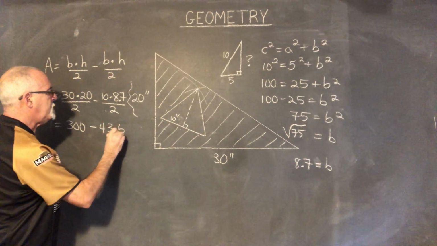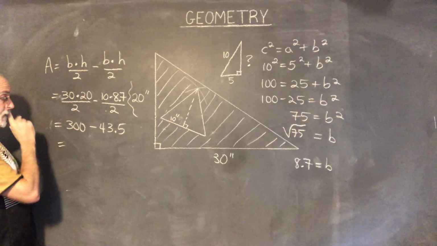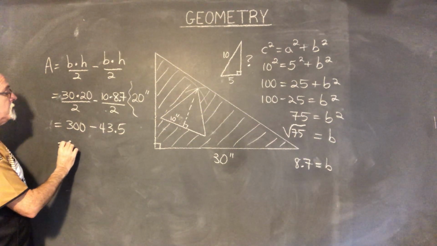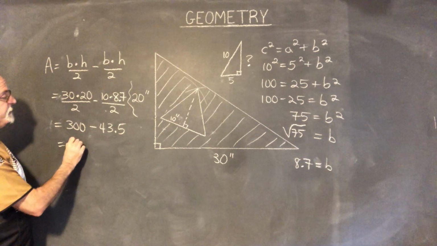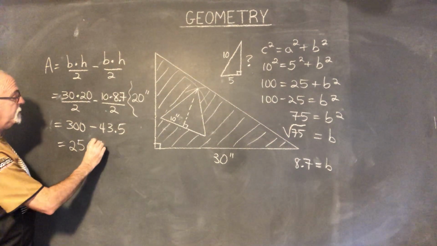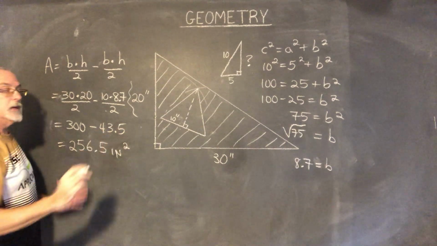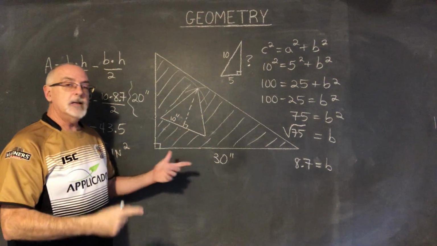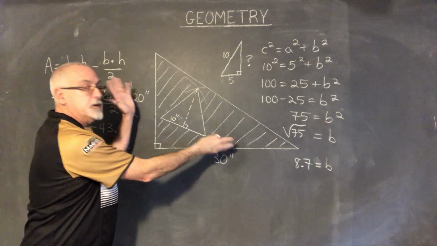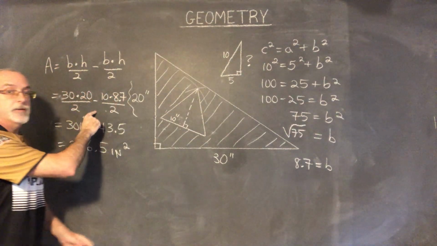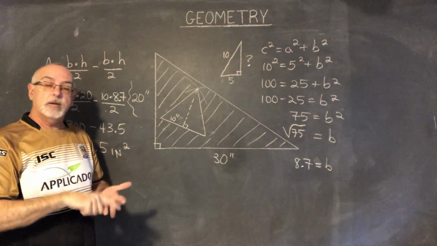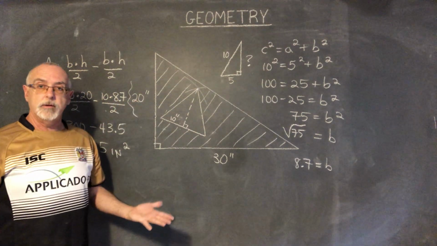Yes. And we did it. 300 minus 43.5 is going to be 256.5 square inches. We did it. Doesn't matter what shape you have as your big shape that you're subtracting from, so long as you know all the different shapes and you know how to use the area formulas.